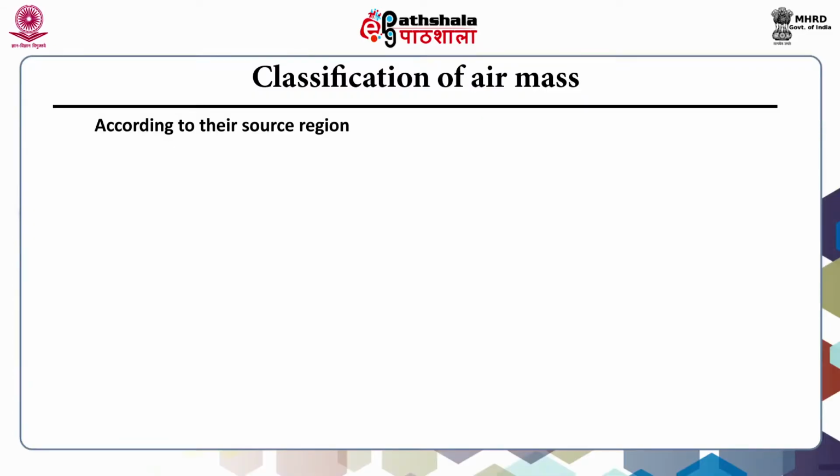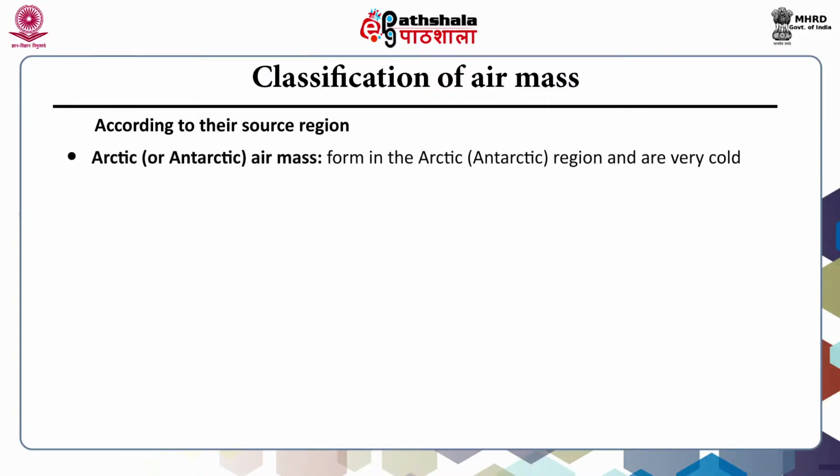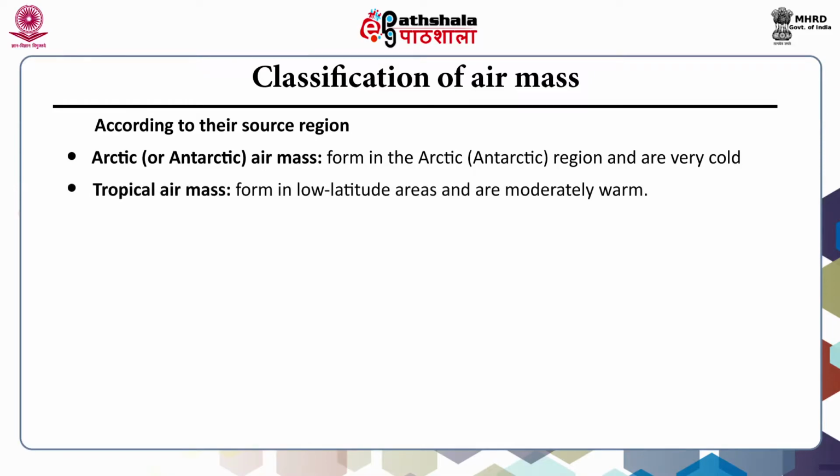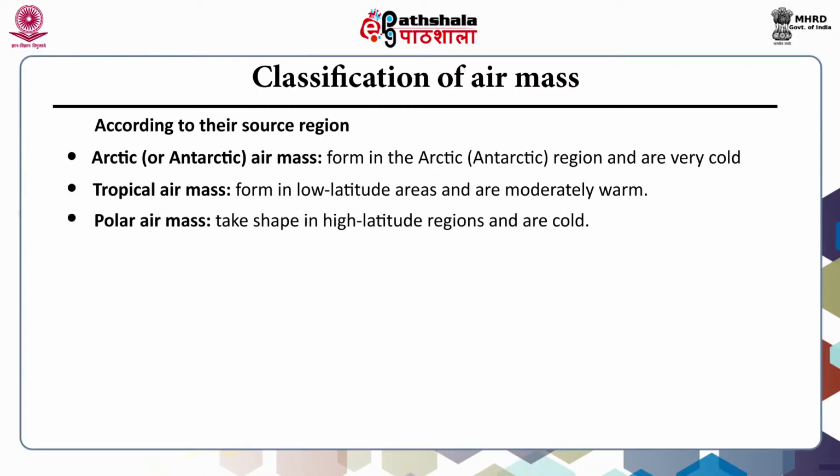Let's see the classification of air mass. According to their source region, the Arctic or Antarctic air mass forms in the Arctic or Antarctic region and is very cold. The second one is the tropical air mass. It forms in low latitude areas and is moderately warm. The third one is the polar air mass that takes shape in high latitude regions and is cold. Then the equatorial air mass, which develops near the equator and is warm.